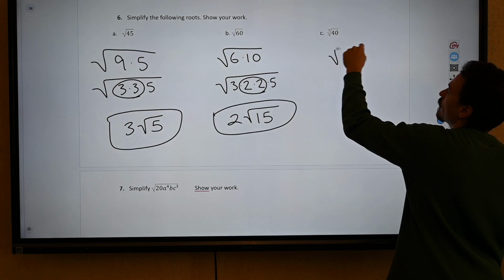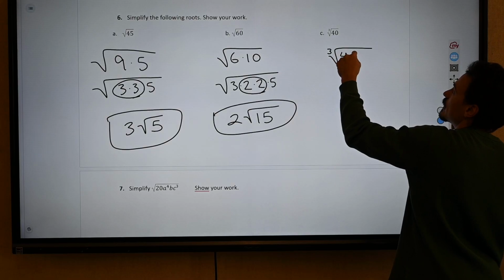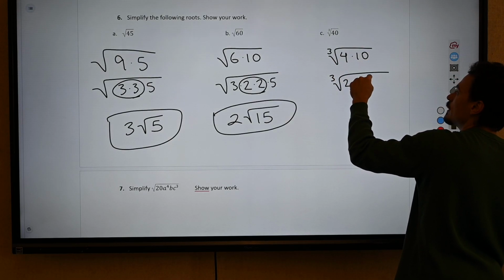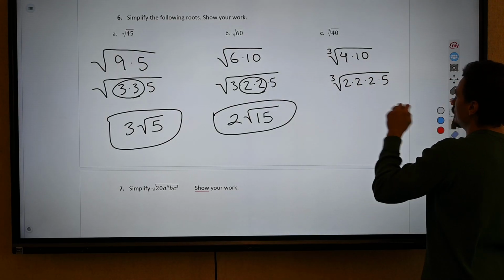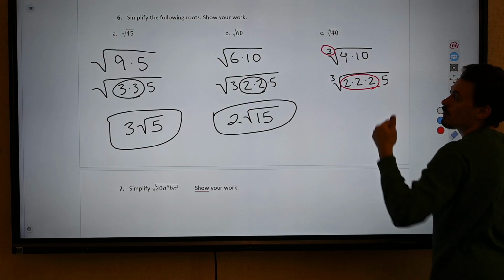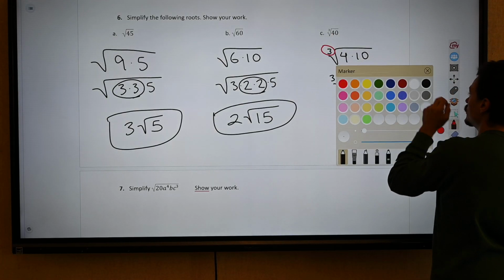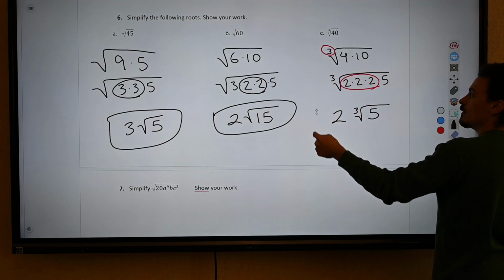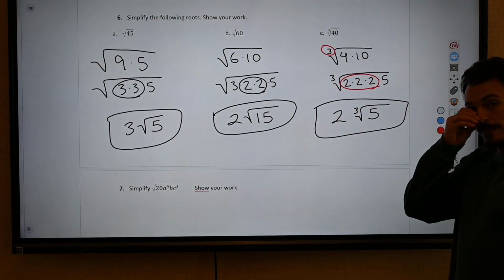Here I can get third root of 4 times 10, which is also the third root of 2 times 2 times 2 times 5. Here I need 3 to pull out 1 because it's a third root radical. So I pull out a 2, and then it's third root of 5. Okay, so those are my 3 there.